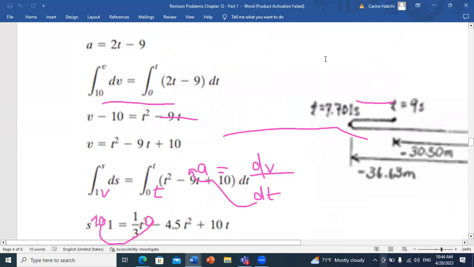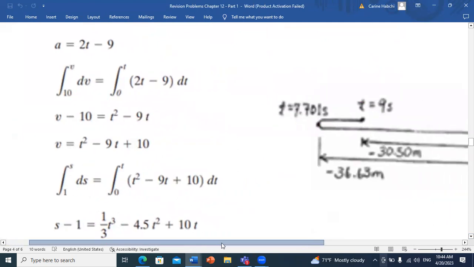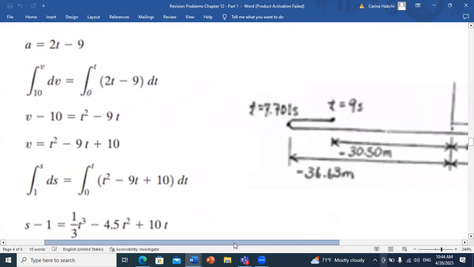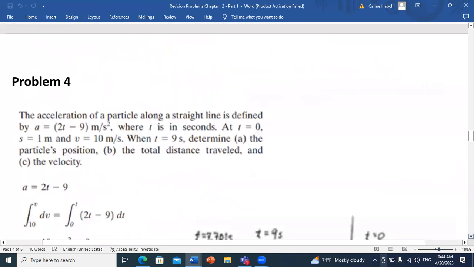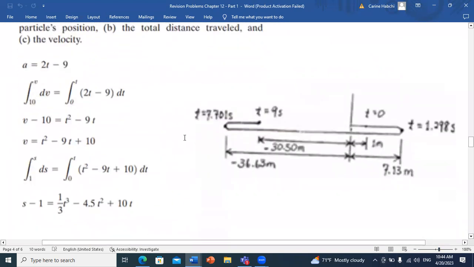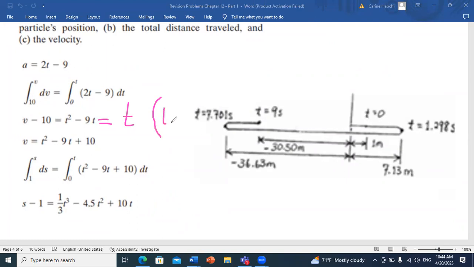Now, once we have v as a function of time, we can solve for v equals 0, to know when v is positive and when v is negative. Okay, so this is the equation of V. Let us say this is equal, we'll take t as a factor, t times (t minus 9). So we can say that v is equal to 0 for two times: for t equals 0 and for t equals 9.